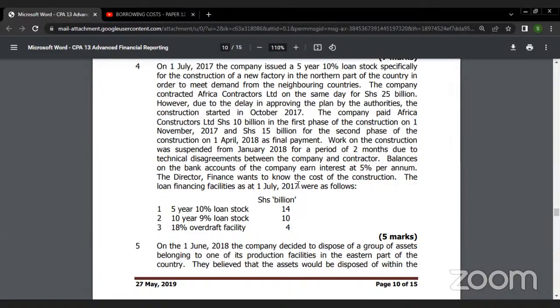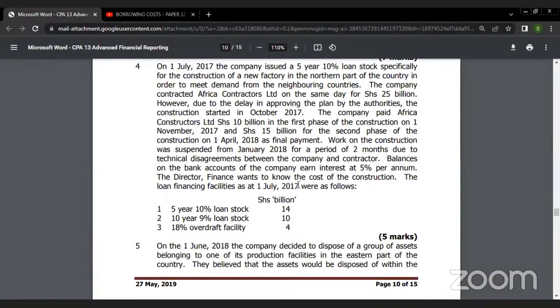The company paid Africa Contractors Limited shillings 10 billion in the first phase of the construction on 1st November 2017 and shillings 15 billion for the second phase of the construction on 1st April 2018 as the final payment. So expenditures were incurred in two different phases of the construction. There is the first phase, which began on 1st November 2017, and the second phase, which commences on 1st April 2018.